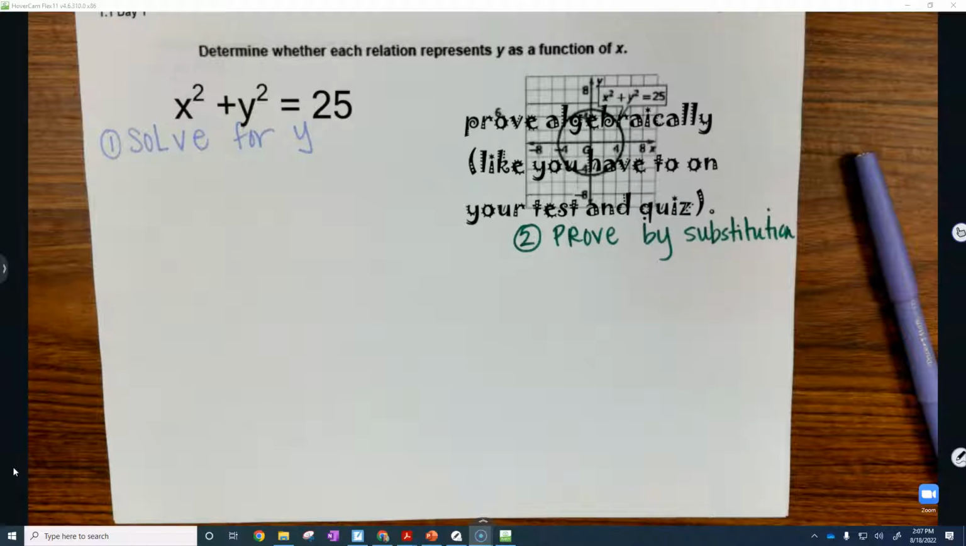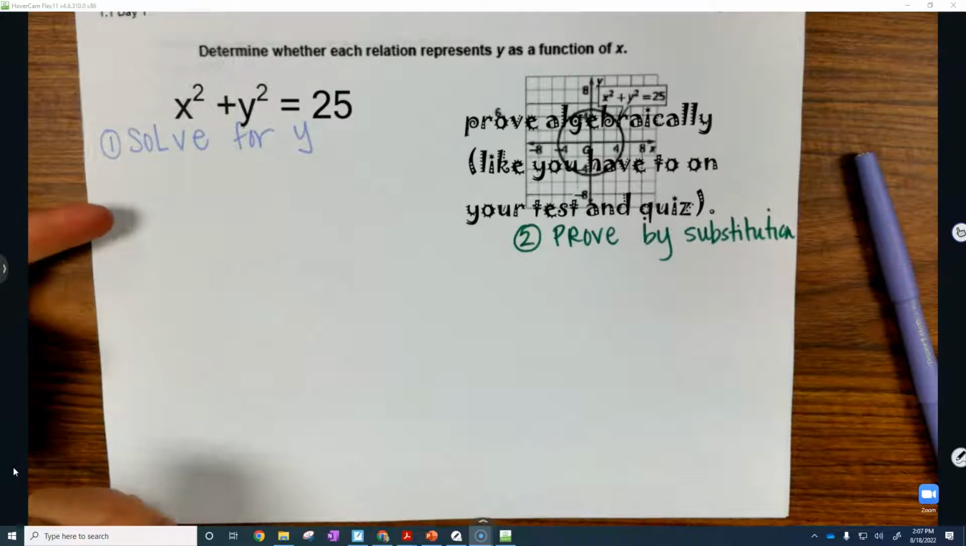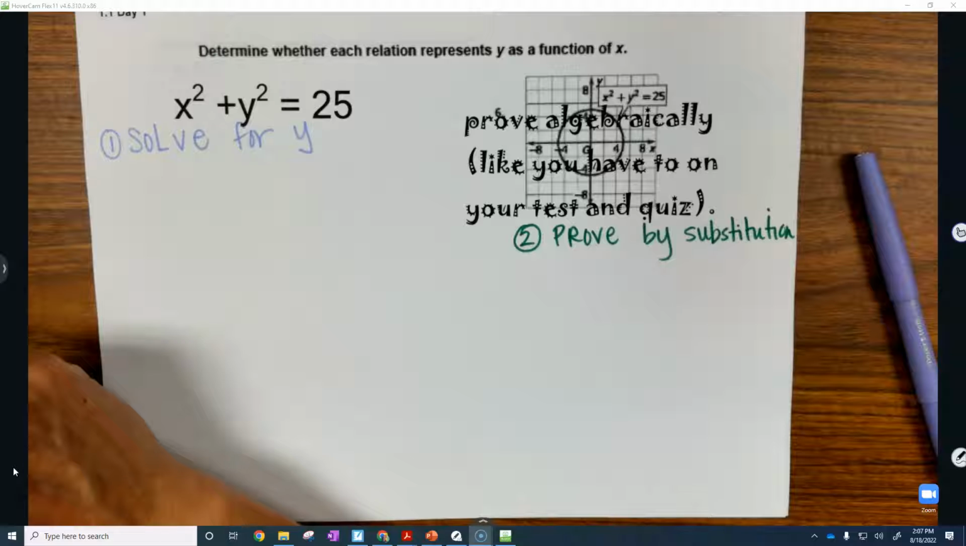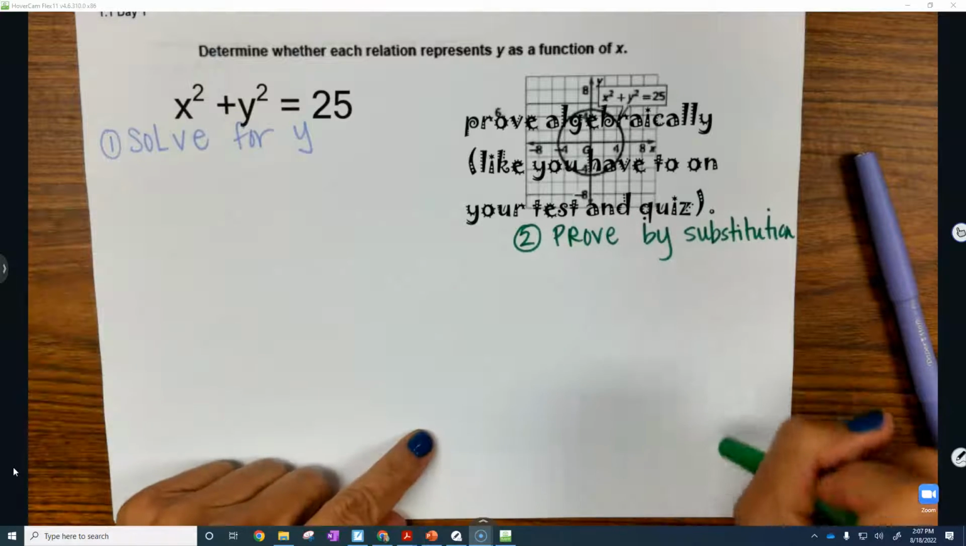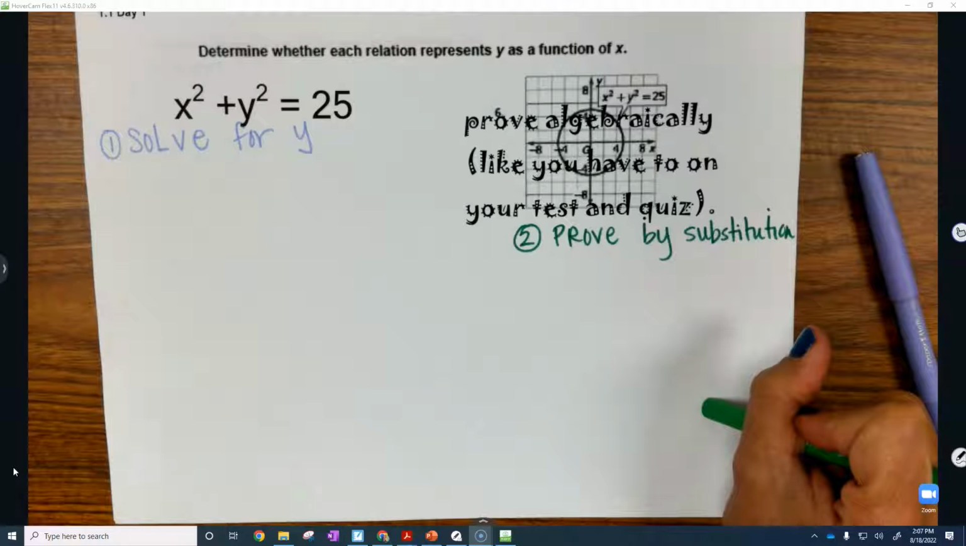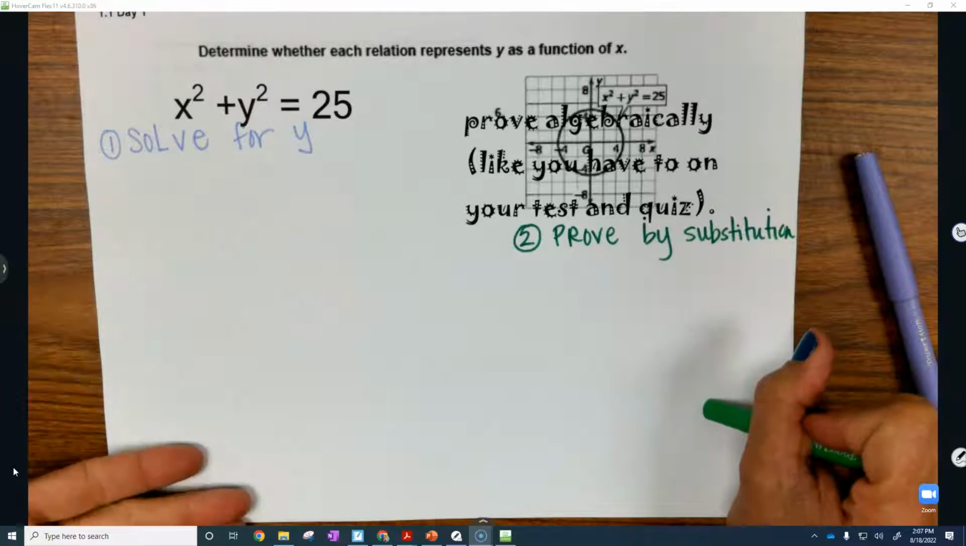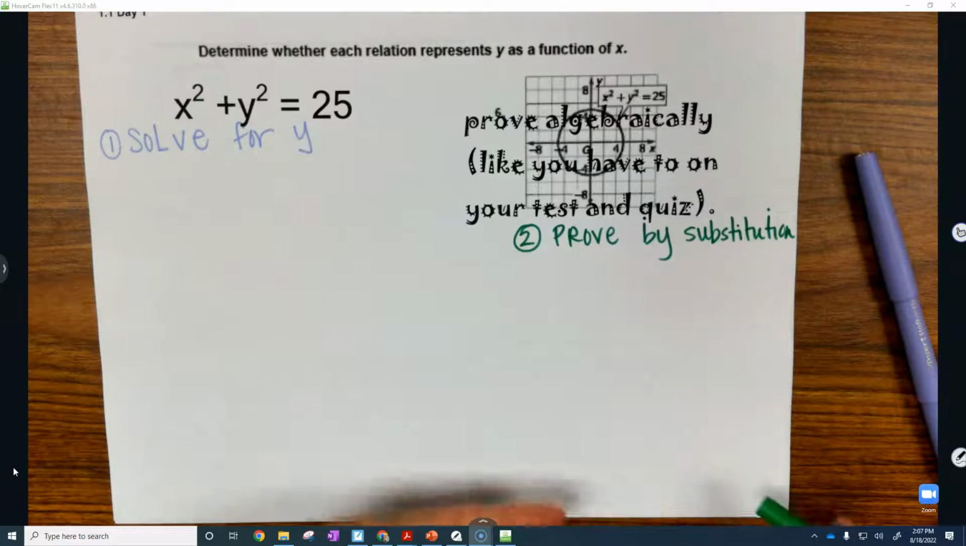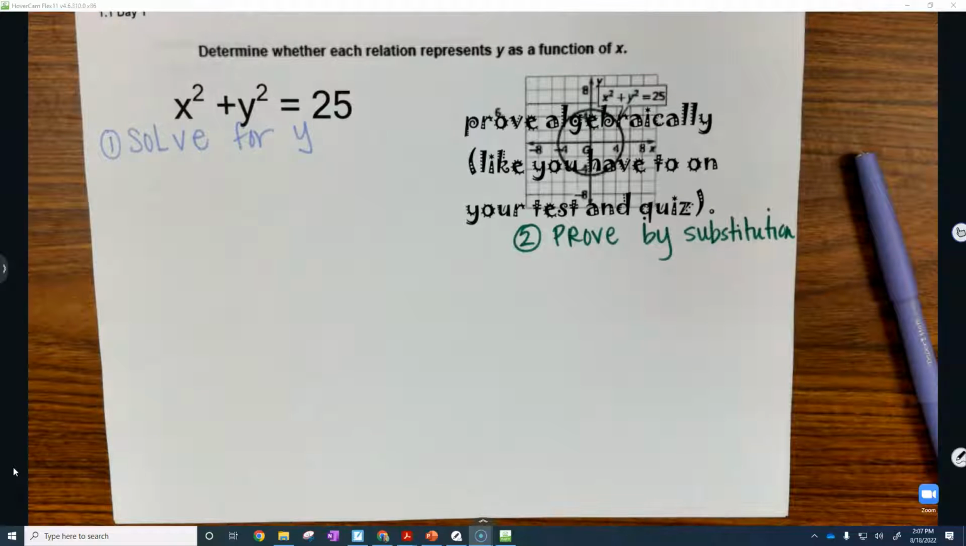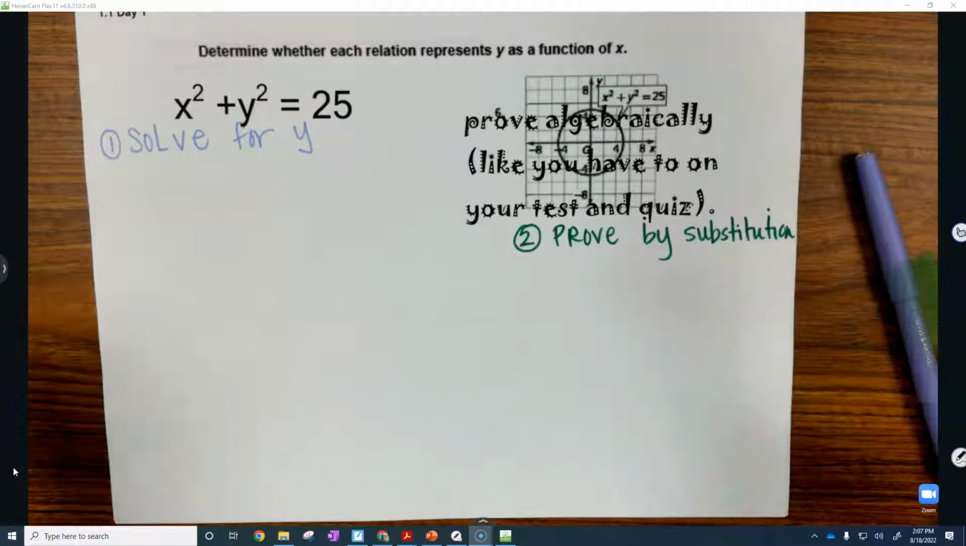So let me be clear. What I'm going to write in purple is test and quiz stuff. You're going to get tested and quizzed on this. What I write in green is just extra for me to prove it. I just want you to be convinced. Purple is what is required. Green is going to help it sink in a little bit. All right, so here we go.